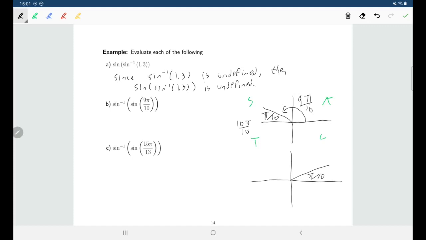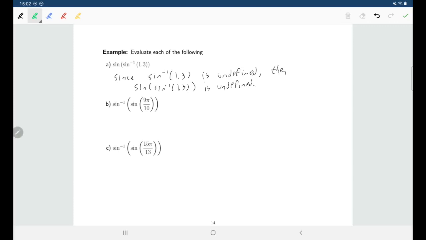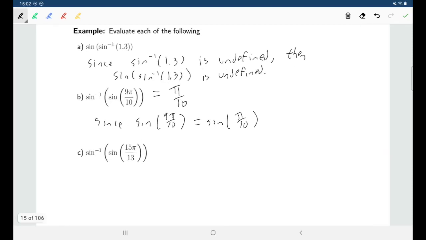Sine of pi over 10 and sine of 9 pi over 10, those would both be positive because those angles are both in quadrants where sine is positive. So I can say here, just as a little note to myself, since sine of 9 pi over 10 and sine of pi over 10 are equal to each other, then you know that sine inverse of sine 9 pi over 10 would be pi over 10. That's why we're getting pi over 10 as our output, because pi over 10 is the angle that's in that interval from negative pi over 2 to pi over 2, where sine has the same value as sine of 9 pi over 10.